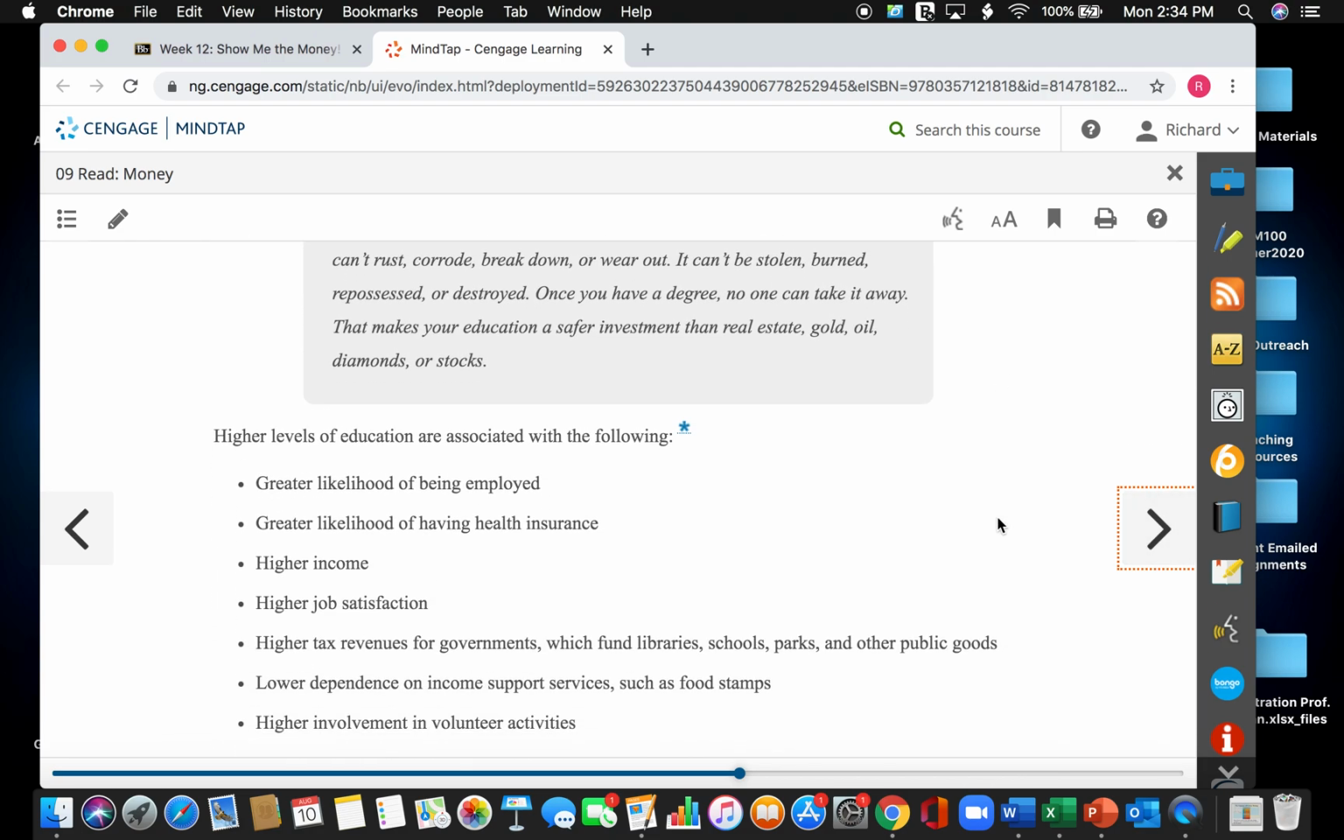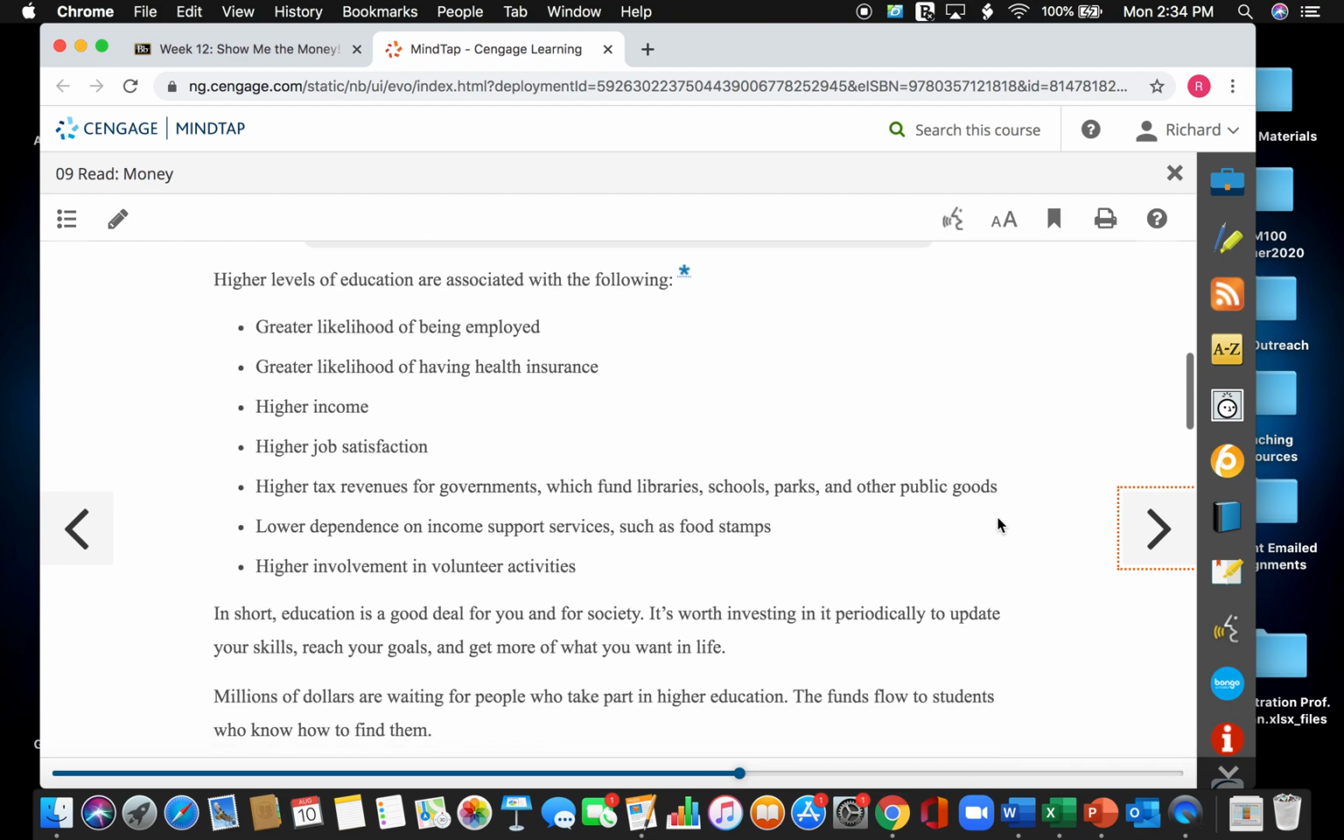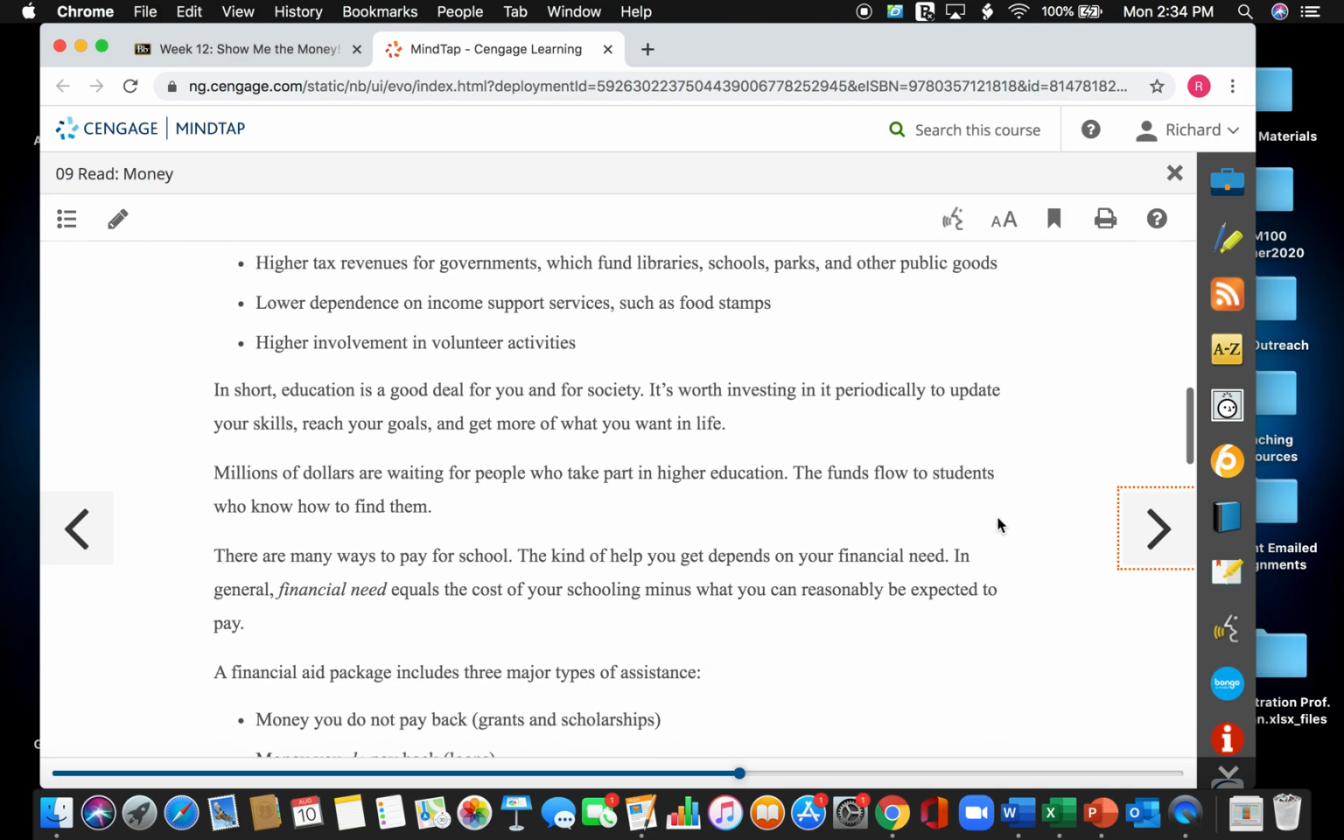Higher levels of education are associated with the following: a greater likelihood of being employed, a greater likelihood of having health insurance, higher income, higher job satisfaction, higher tax revenues for governments which fund libraries, schools, parks, and other public goods, lower dependence on income support services such as food stamps, and higher involvement in volunteer activities. In short, education is a good deal for you and for society.